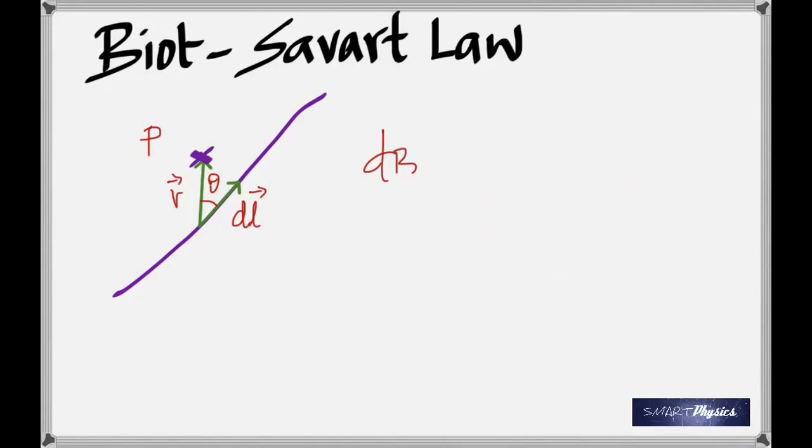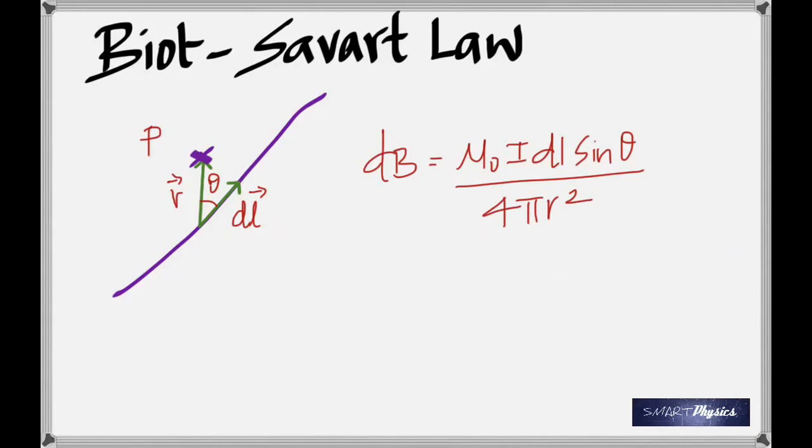The current through the conductor is I, and dB, which is the magnetic field due to that small length, is given by mu naught I dl sine theta by 4 pi r squared. That is Biot-Savart's law. Mu naught times I dl sine theta by 4 pi r squared. I is the current, dl is the length of the conductor, theta, as I explained before, is the angle between the line joining the point to the conductor and the length, and r is the distance between the point and the elemental conductor.